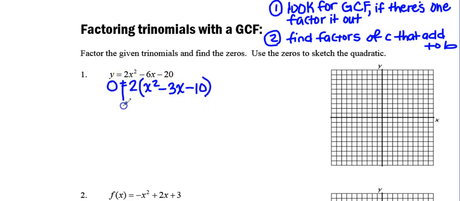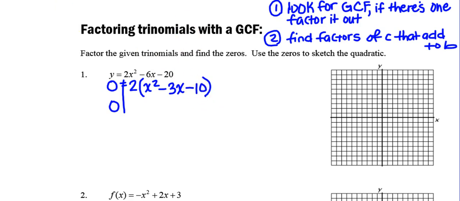So now let's actually get a line down our equal sign, because we have an equal sign now. It doesn't actually have to be that long, like so. If we look at what we wrote up here, we looked for the GCF, and if there is one, we factored it out. We just did that. Now we're going to find factors of C that add to B. We're just going to pay attention to this quadratic on the inside when we do that.